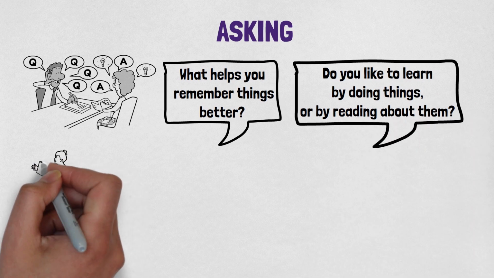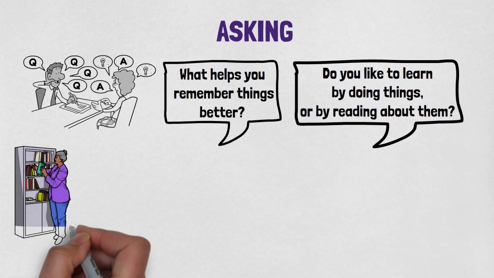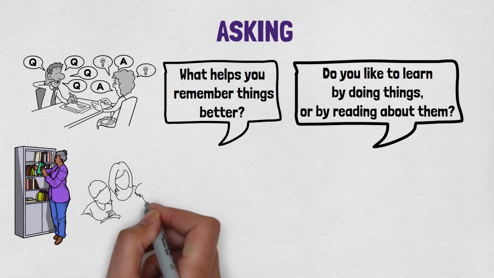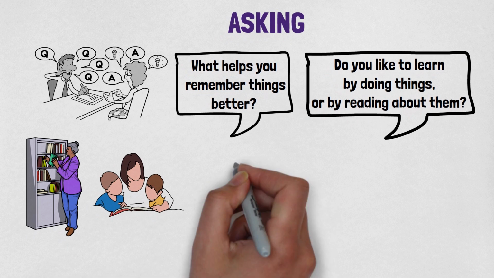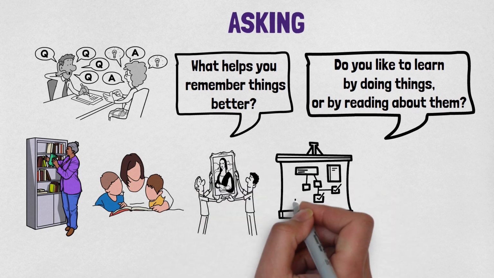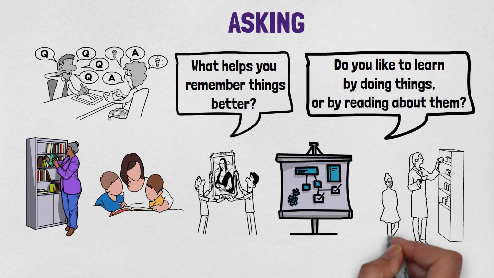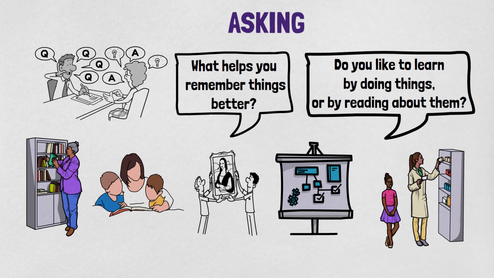Then, experiment with different learning activities. Offer your child a variety of learning activities and see which ones they respond to the most positively. For example, you could read to them, show them pictures or diagrams, engage them in hands-on activities, or have them explain new concepts to you in their own words.